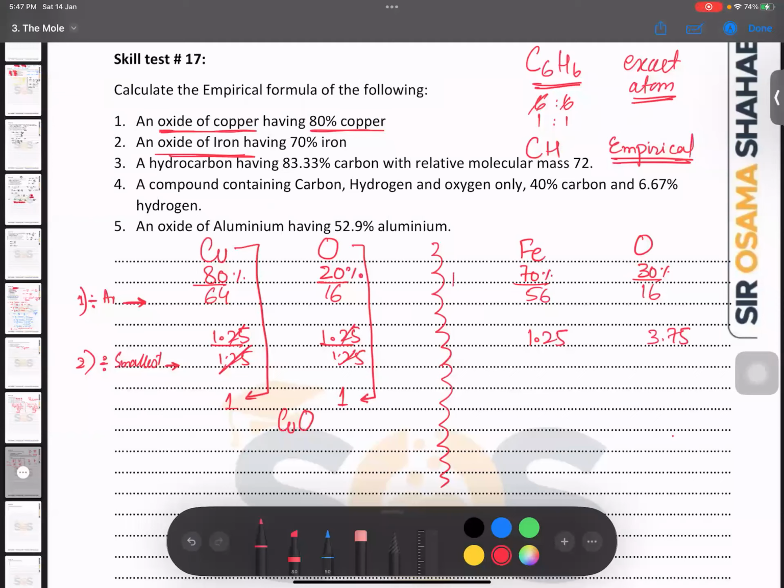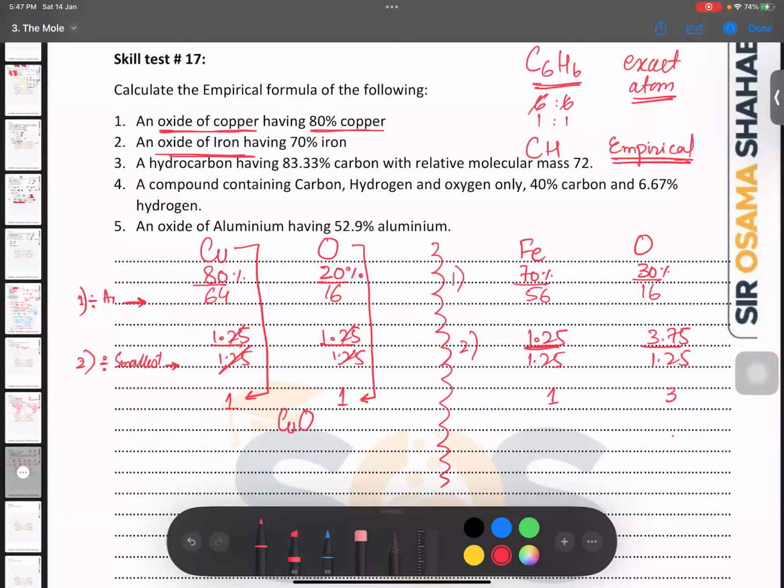Yes, sir. फर्स्ट स्टेप में हमने क्या किया? हमने दोनों के एटॉमिक मास से डिवाइड किया, और दूसरे स्टेप में हमें क्या करना है? जो स्मॉलर है उसको दोनों से डिवाइड कर दें। तो which number is smaller बच्चों? Sir, 1.25. So we need to divide both of them by 1.25. So when we divide both of them by 1.25, it is 1 and 3. 1 and 3.